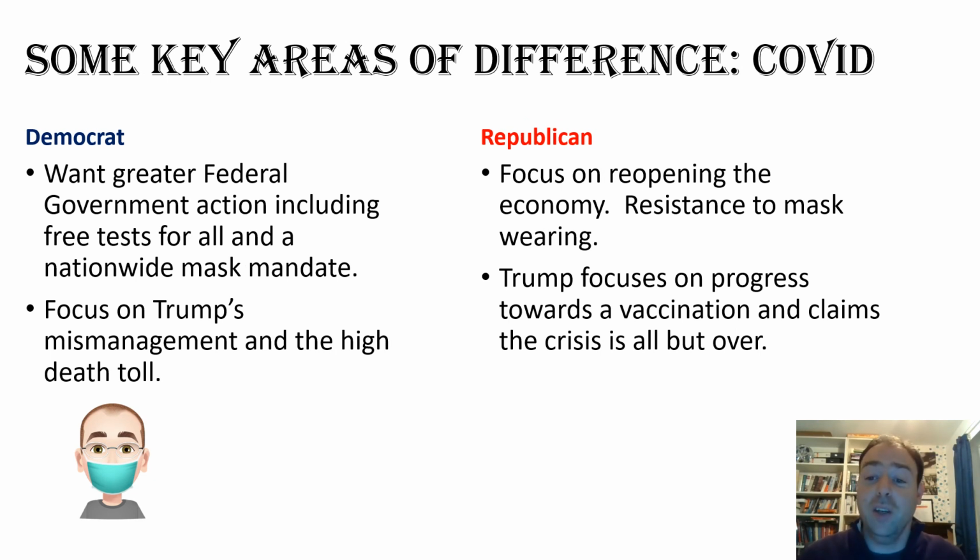Another key area of difference is over the whole COVID-19 crisis. The Democrats and Biden talking about wider federal action, including free tests for all and a nationwide mask mandate, which would affect anyone on federal property throughout the United States, and pushing all state governments to bring in mandatory mask wearing indoors and things like that. And they focus very much on Trump's mismanagement of the whole crisis, on the high death toll, and the unfavourable comparisons between America and all other countries.